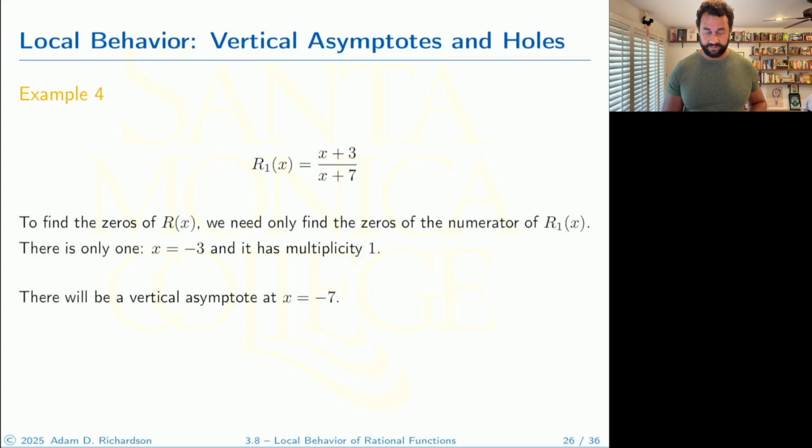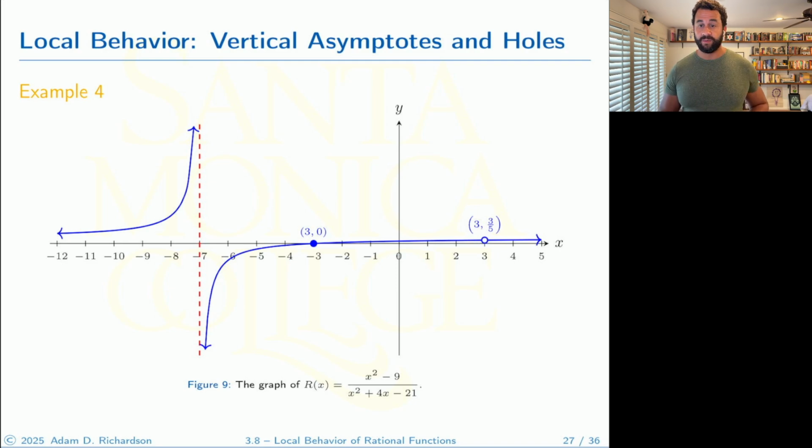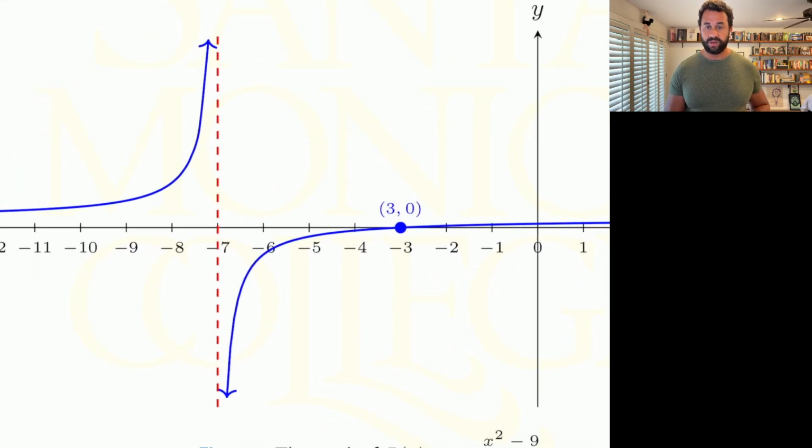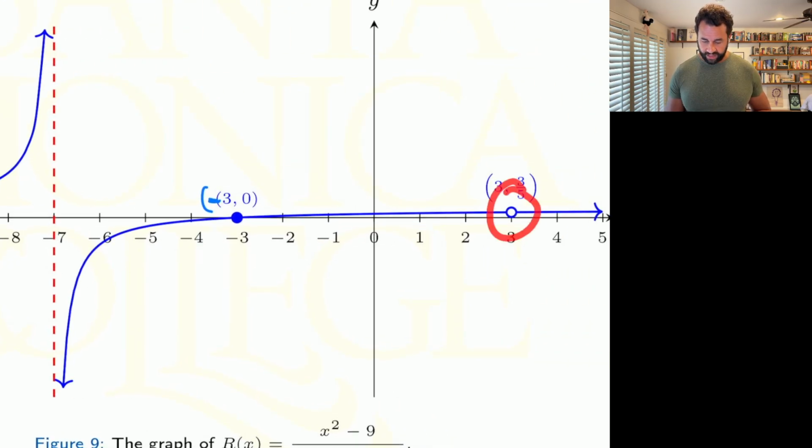So let's take a look at the graph. Here it is. I'm going to zoom in on the pieces here. For one, notice we have our vertical asymptote when x equals -7. So the graph is going like this on that side. It's that infinite behavior that makes it a vertical asymptote. Here's our one zero, and that zero occurred at -3. Sorry, it's a typo. That should say -3, not 3. And then there's a hole over here. There's a hole at (3, 3/5).